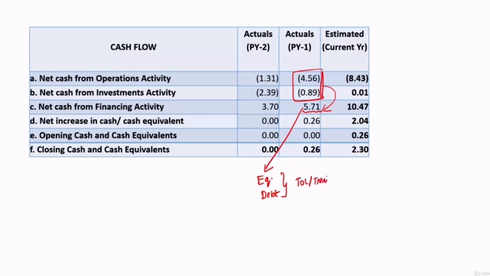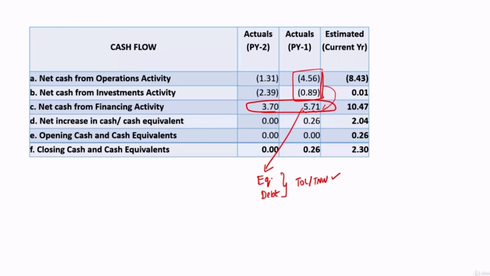TNW is satisfactory, because year on year they are reporting negative operational cash flows, and they are managing the show only with the funds they are mobilizing through financing activity and not on their own. So this has to be explained.